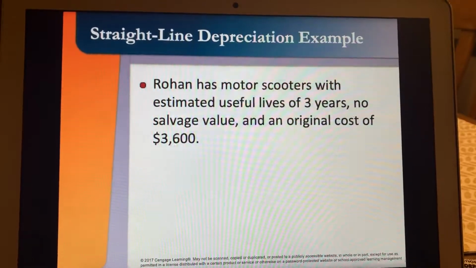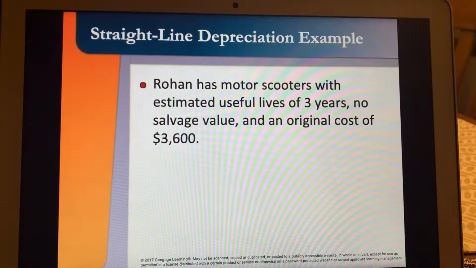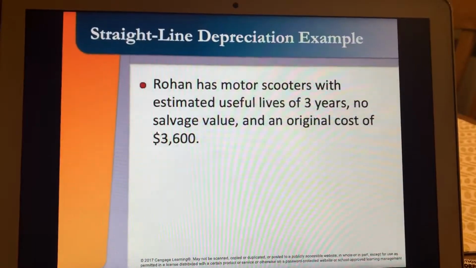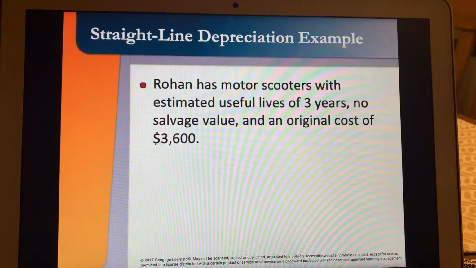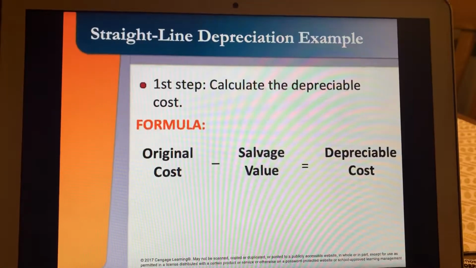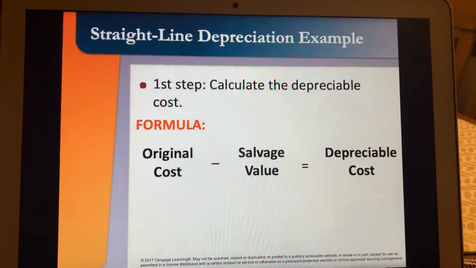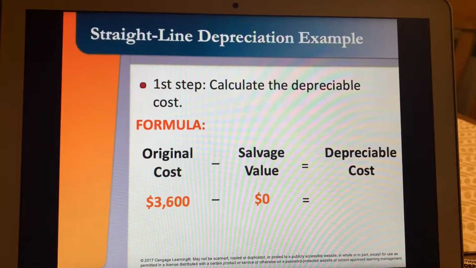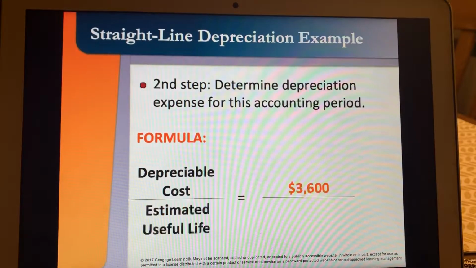So here's an example. Rohan in previous chapters purchased motor scooters, and the estimated useful life is 3 years. There's no salvage value. That means whenever the asset is completely done and can't be used, it's going to cost nothing, and the original cost of $3,600. So that's kind of what I just talked about. Original cost $3,600 minus the salvage value equals depreciable cost. So 3,600 minus, remember we said no salvage value, 0 equals 3,600.